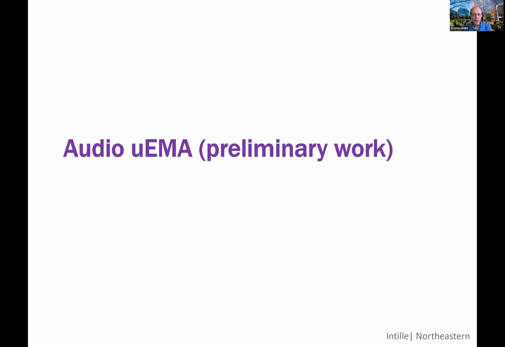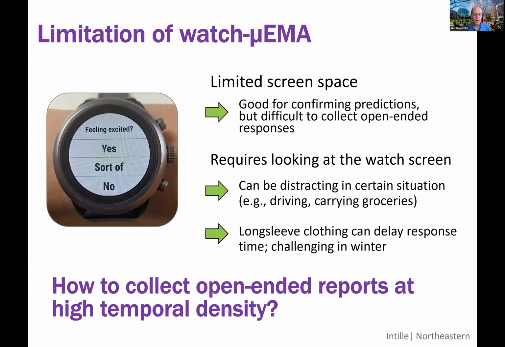In this case, we're now doing preliminary work with audio micro EMA. Here we're trying to get at some of the limitations of the watch EMA and see if we can help ourselves on this pause study that we got ourselves into. So we have limited screen space on a watch. That's good for confirming predictions, but bad for open-ended responses. And if you have like 20-odd activities, it's hard to do a yes, no, maybe question, unless it's predicting in real time. Eventually we want to predict it in real time, but right now we can't do that.